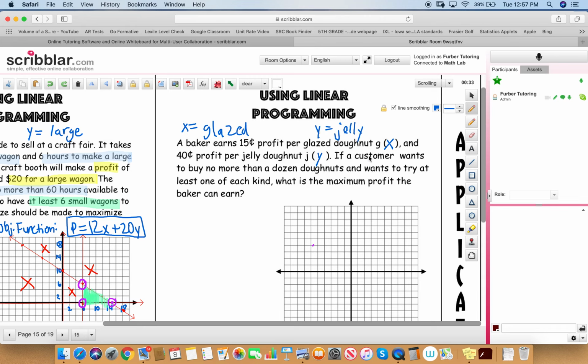Okay. So again, we're talking about profit. And the sentence that talks about profit is this very first one. Whoops, it's a different color. 15-cent profit per glazed, 40-cent profit per jelly. Okay, so I'm going to write that. The profit he makes is 0.15 times the number of glazed donuts plus 0.40 times the number of jelly donuts. So there's my objective function, which I will use at the end.